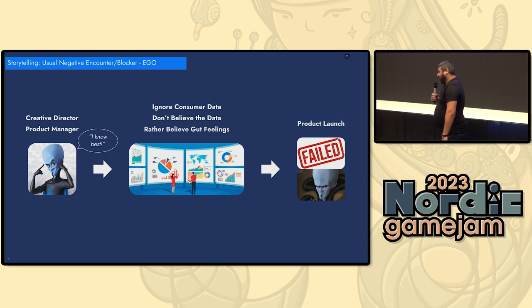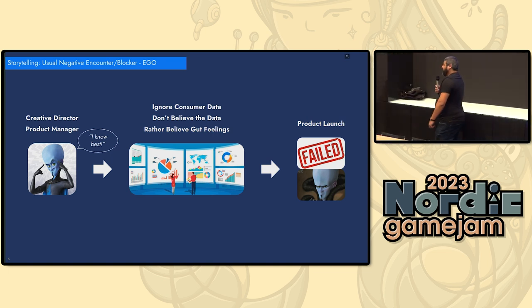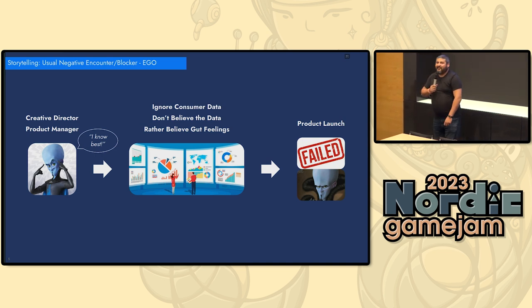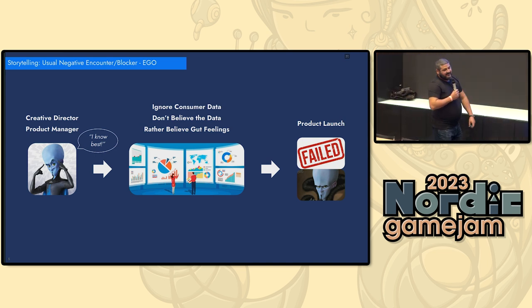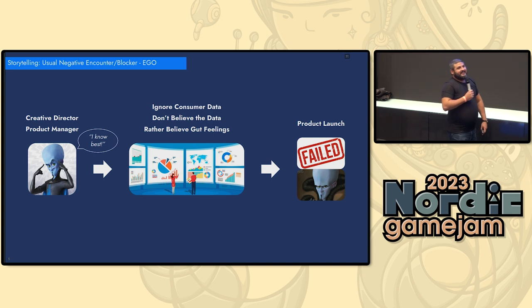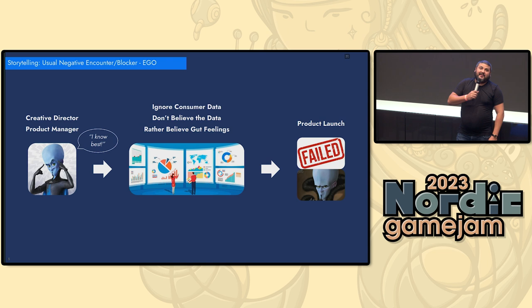The number one blocker, or negative encounter, I've experienced in the game industry, out of all the games and all the devs I've worked with, is ego. It's usually from the creative director or someone in leadership, someone in the management team. They have the perspective that they know best. I will give them a report that literally says everything that's wrong with their game, and they don't want to listen. Next thing you know, a year and a half later, the game is exactly what I told them it was going to be when they launch.